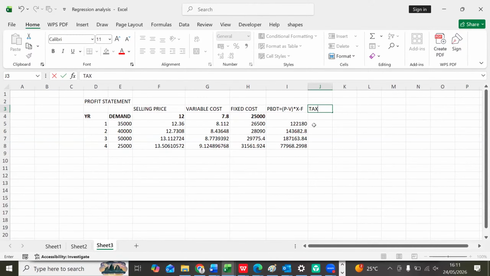paid 1 year in arrears. Tax of year 1 will be paid in year 2. So don't start getting tax here. Tax will be here. So you come and say equals. I will say minus this figure times 0.3, 30%.